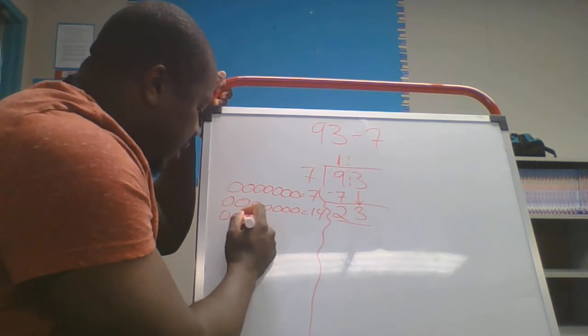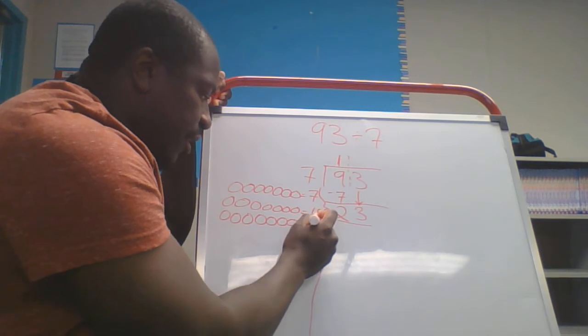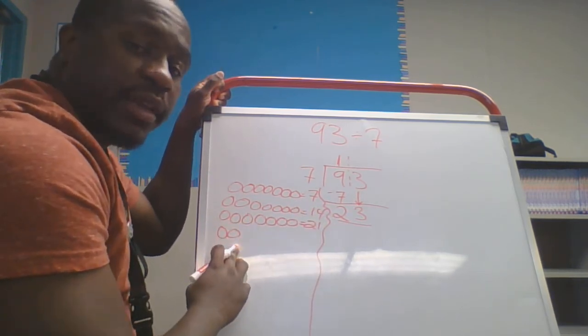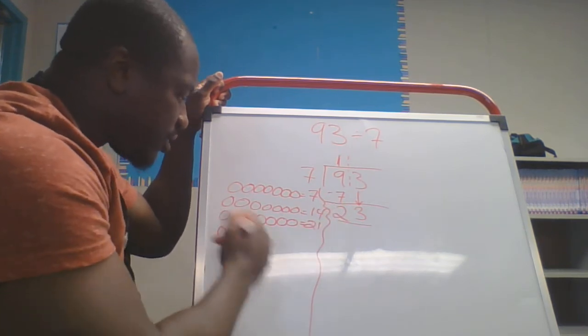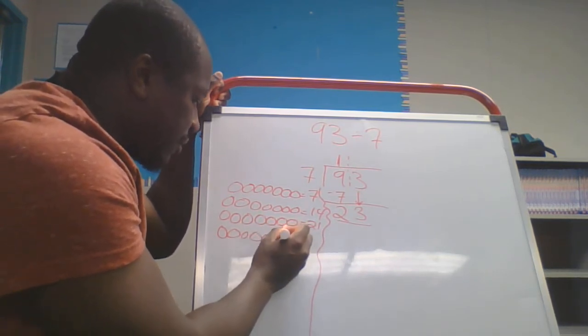15, 16, 17, 18, 19, 20, 21. Not there yet, so let's keep going. 22, 23. Oh, we are here now. As you can see, we are here now, but we're not done counting, so we got to keep counting all this all the way till we're done with the 7s. 24, 25, 26, 27, 28.